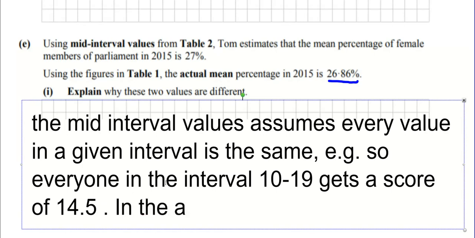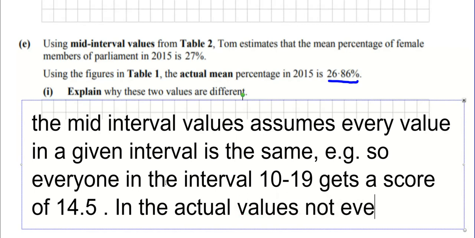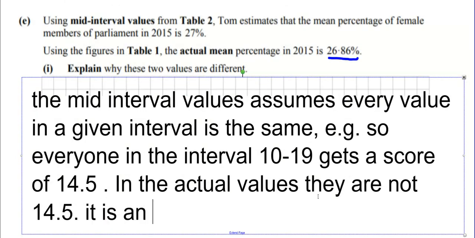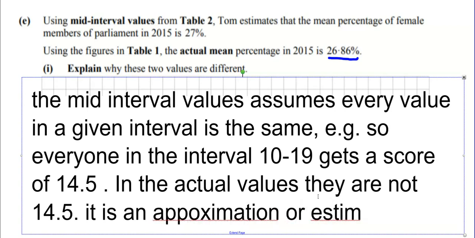In the actual values, not everyone has 14.5. It is an approximation or estimate. Okay, there you go, guys. That's E part 1.